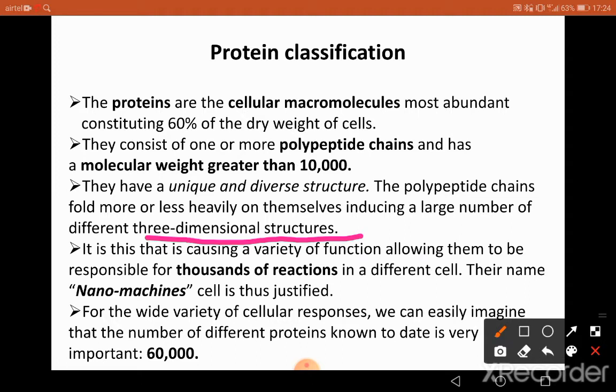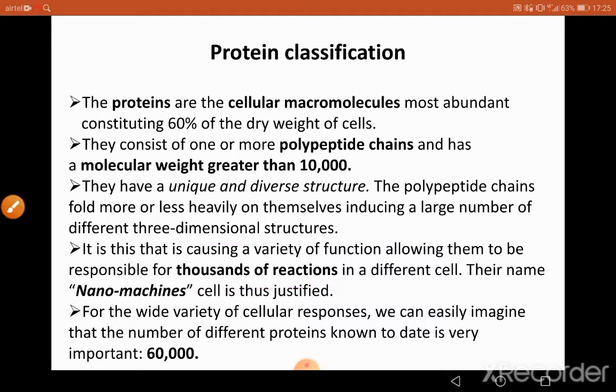It is this that causes a variety of functions, allowing them to be responsible for thousands of reactions in a cell. Their name, nanomachines of the cell, is thus justified. For such a wide variety of cellular responses, we can easily imagine that the number of different proteins is very large. Around 60,000 different proteins are known till today.